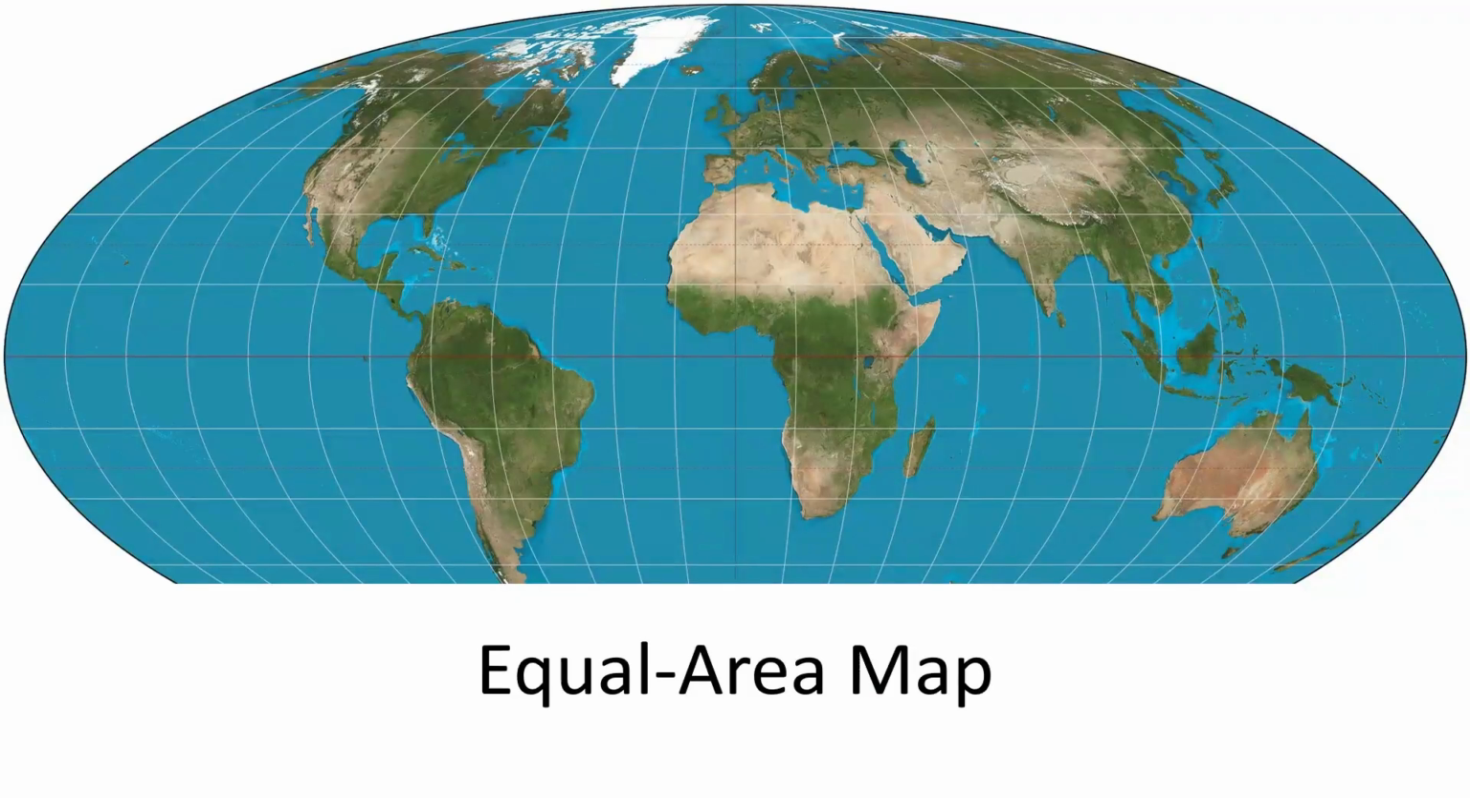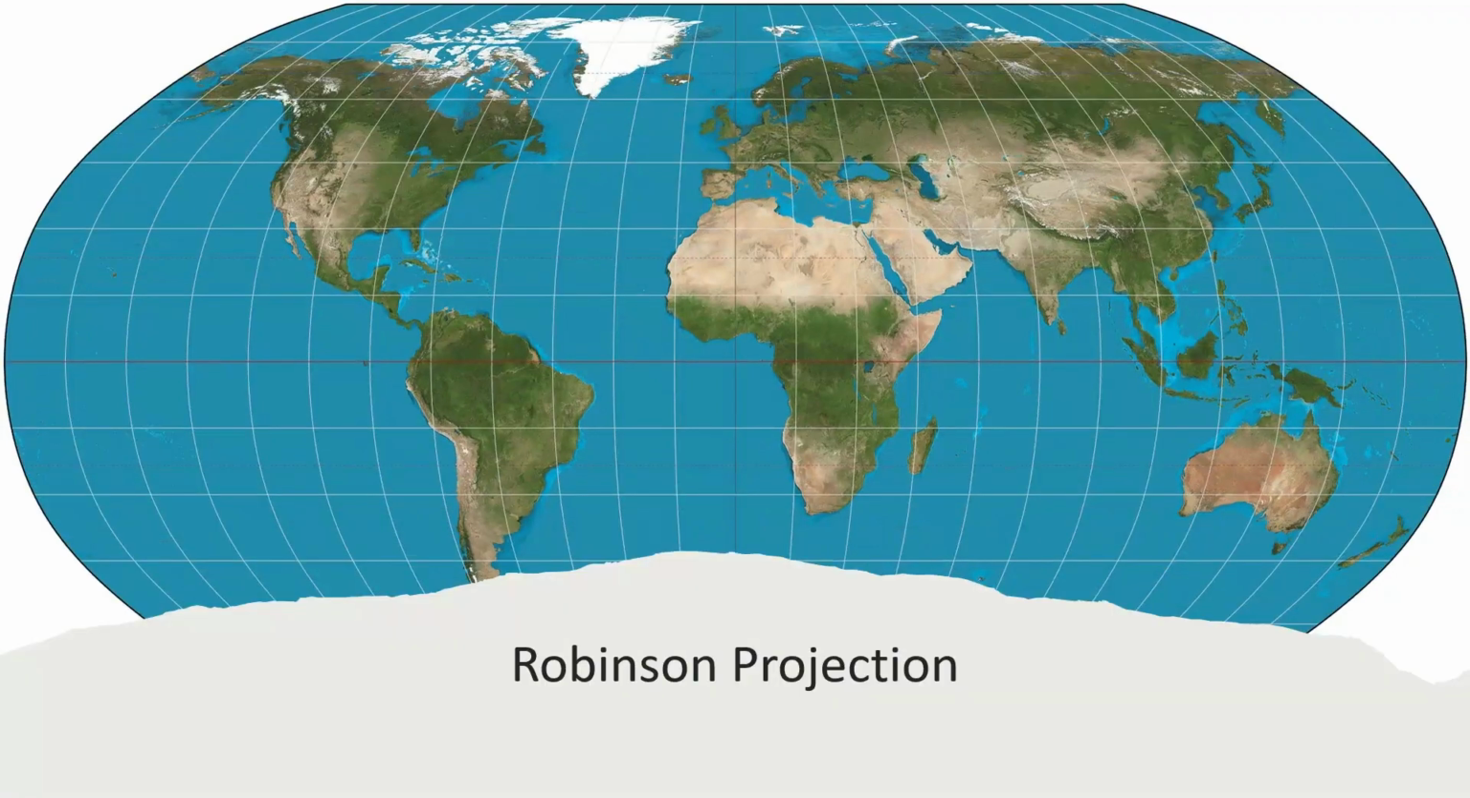We have an equal area map that tries to make all of the sizes of the different land masses about equal, but we end up with vastly distorted shapes. And then there's the Robinson projection that tries to be a middle ground between those two. There's thousands of projections. Probably the 2 you should know the most are Mercator and the Robinson.